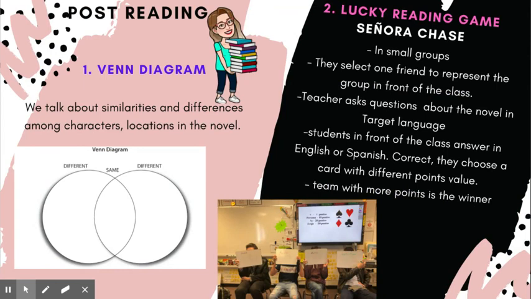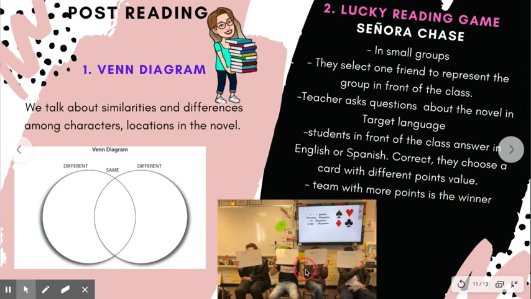We do this for 4 or 5 weeks. We complete the novel, and then we have about 2 weeks for post-reading activities. And here I have just 2 examples. For example, we can do a Venn diagram where we talk about similarities and differences among characters and locations in the novel. Or we can do the Lucky Reading game by Señora Chase, where we work in small groups and they have a friend to represent the team in front of the class. I ask them questions in Spanish about the novel and they have to answer.